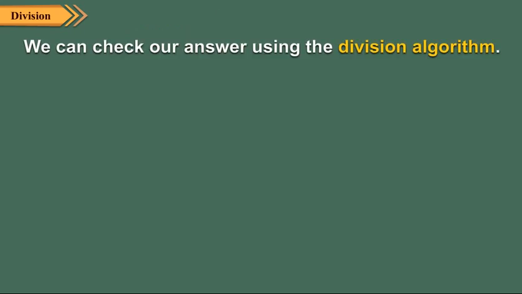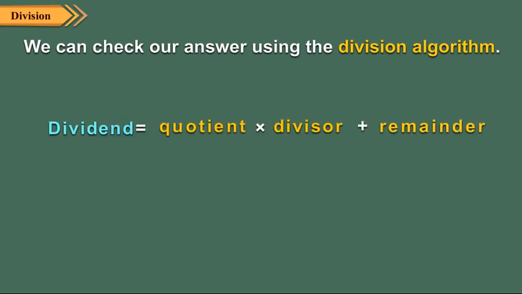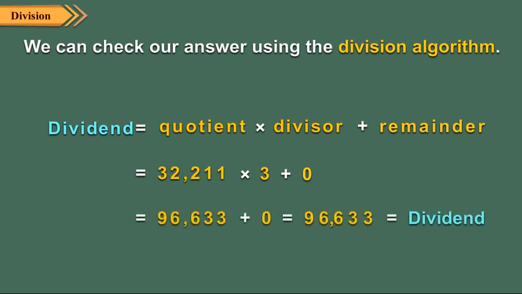We can check our answer using the division algorithm. That is, dividend is equal to quotient multiplied by divisor plus the remainder. This is equal to 32,211 multiplied by 3 plus 0. This is equal to 96,633 plus 0, which is equal to 96,633, which is equal to the dividend.